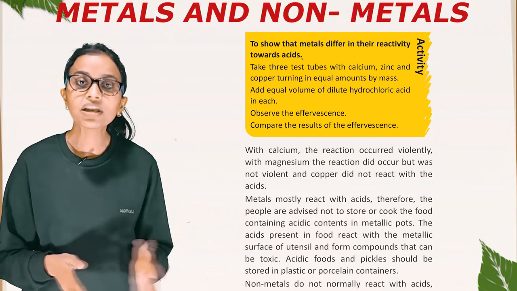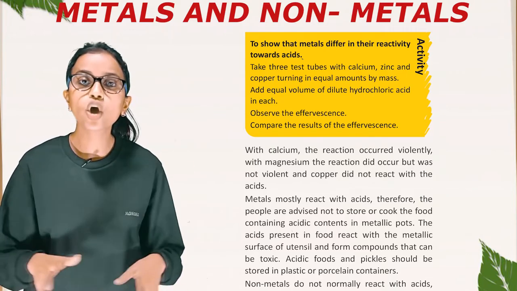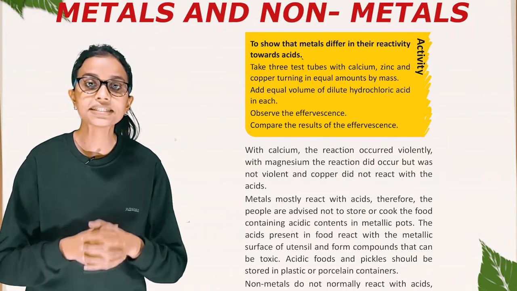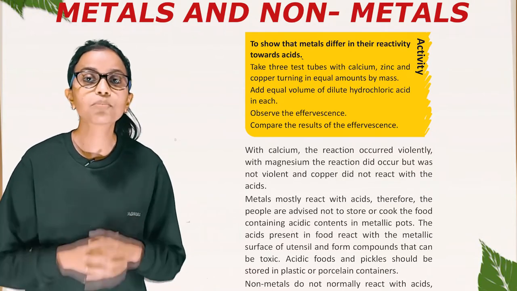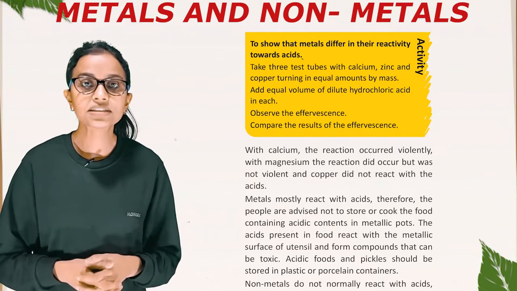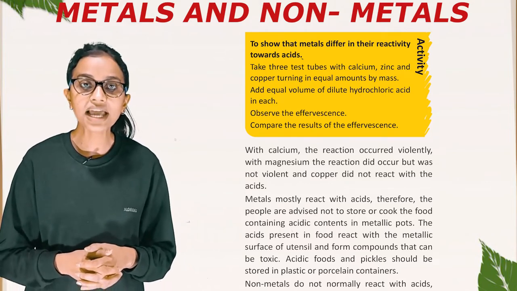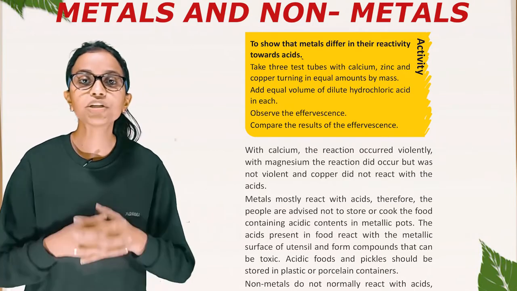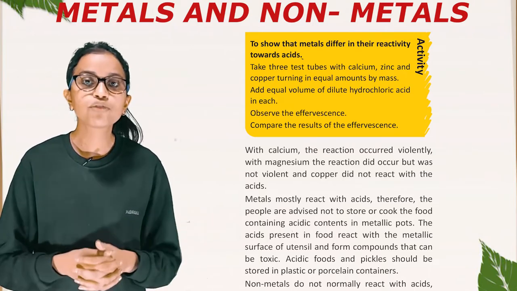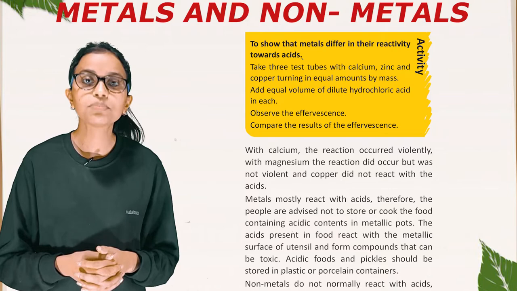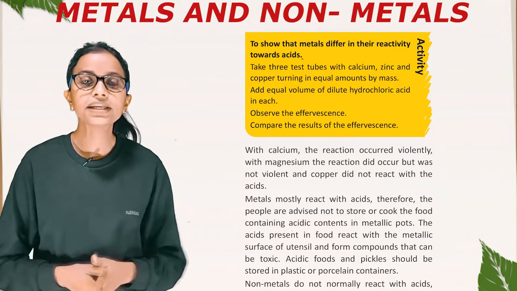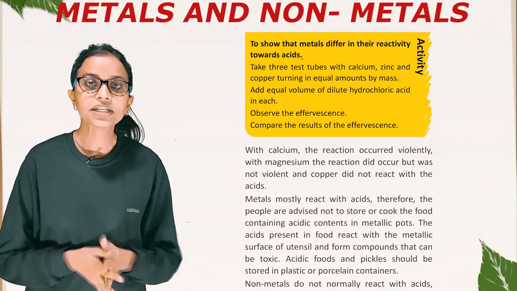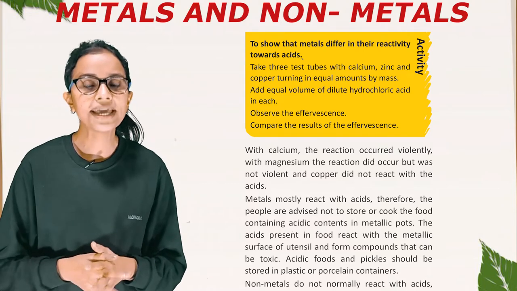Therefore, people are advised not to store or cook food containing acidic contents in metallic pots. The acid present in food reacts with the metallic surface of utensils and forms compounds that can be toxic. Acidic food and pickles should be stored in plastic or porcelain containers. Non-metals do not normally react with acids.